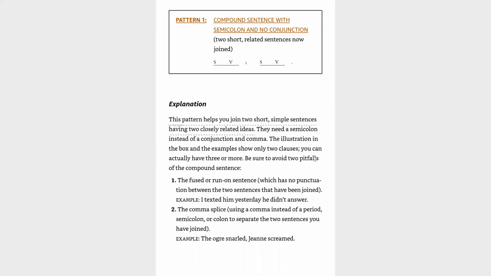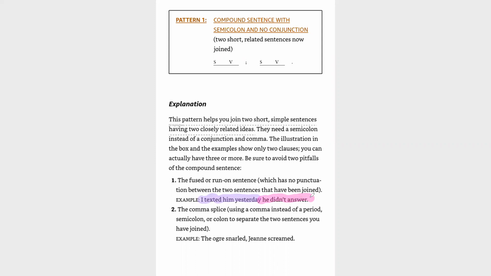So be sure to avoid 2 pitfalls of the compound sentence. The fused or run-on sentence, which has no punctuation between the 2 sentences that have been joined. So this is a run-on sentence: I texted him yesterday. He didn't answer. The problem here is that you have 2 independent clauses. I texted him yesterday. We have a subject and a verb, stands alone. He didn't answer is the second one, and there's no punctuation between the 2. So that's a run-on sentence. It means the sentence kept going when it shouldn't have. It should have had a punctuation, a semicolon, or a period.